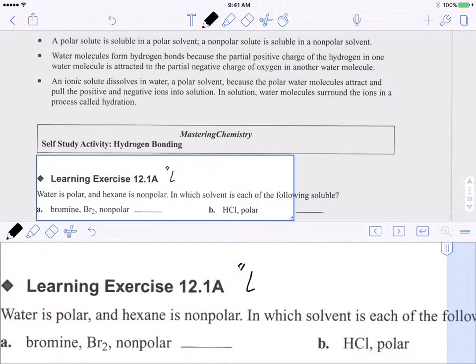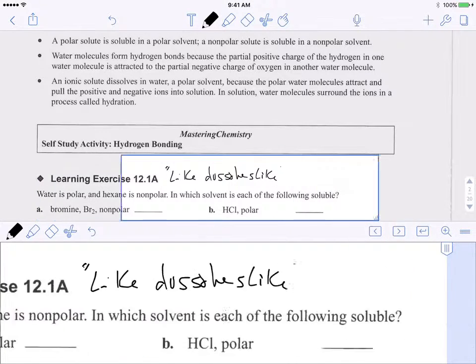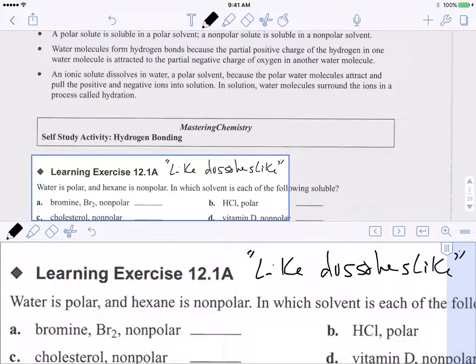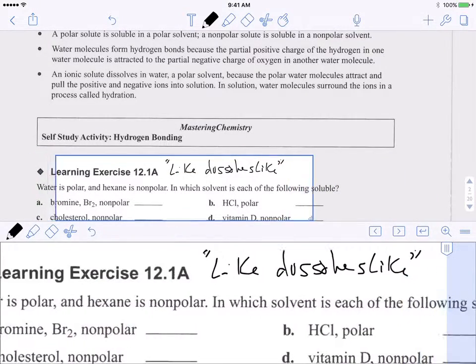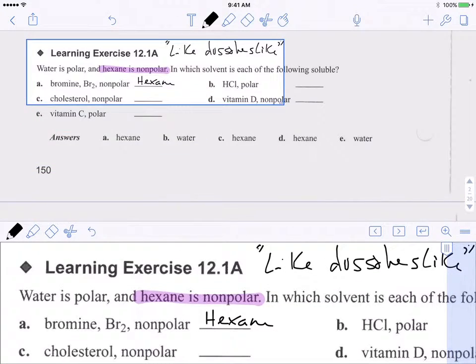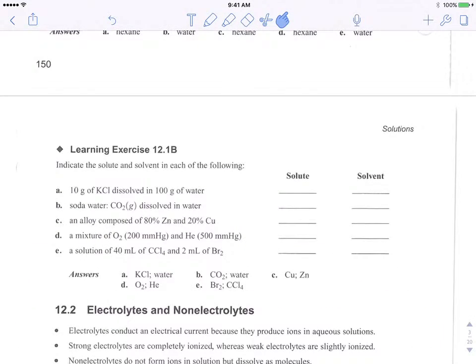So in that scenario, we're going to use our rule: like dissolves like. So if it's polar, it dissolves in a polar solvent. If it's nonpolar, it dissolves in a nonpolar solvent. So in this first one, bromine is nonpolar. And then it says in our reading that hexane is the solvent that's nonpolar. So obviously like dissolves like. This would be hexane. Now I check my answer. Boom, hexane. Excellent. Okay, moving on.